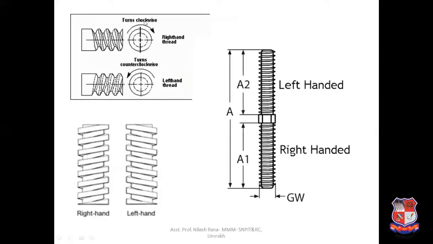Here you can see turn clockwise. If you rotate the nut in the clockwise direction, the nut will go forward into the screw thread. And if you go for the left-handed thread, the nut will turn anti-clockwise and go into the thread. Here also you can see the right-handed and left-handed thread; the direction of the thread is reversed. Here also you can check the same thing, the left-handed and right-handed.